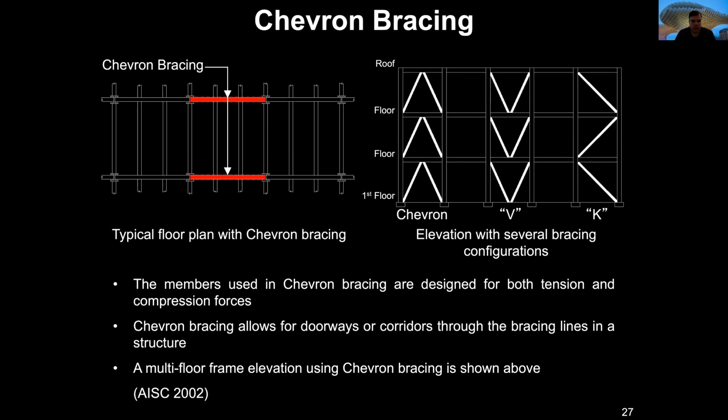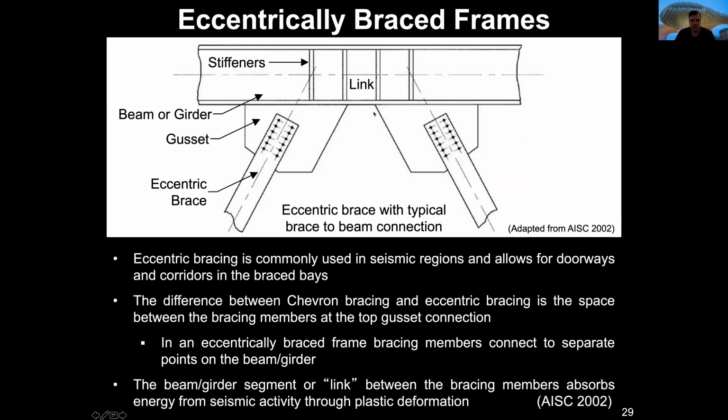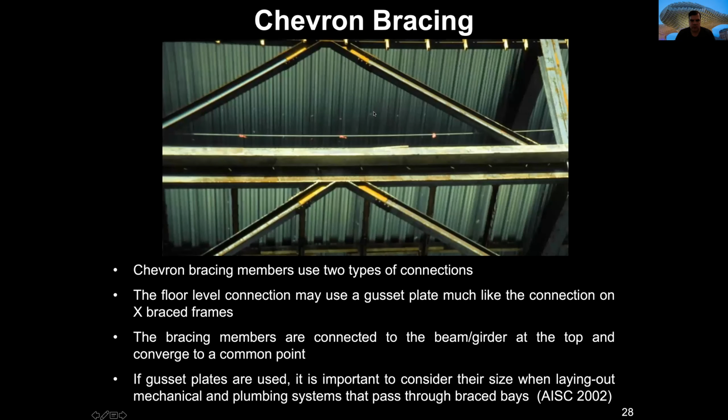We can also have some kind of chevron connections like the ones here, V connections, K connections. The K connections are diagonal ones. V are like a V, and chevron is the contrary. It's like an inverted V. I'm sorry, let me go back. And the chevron connections are this one.